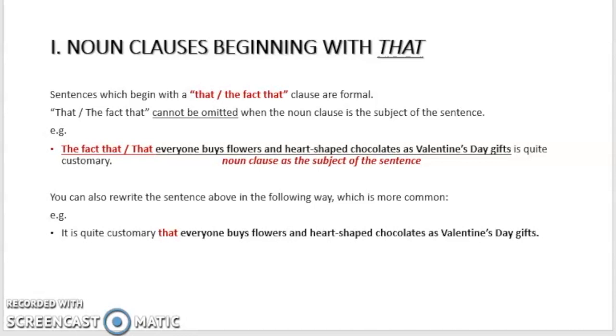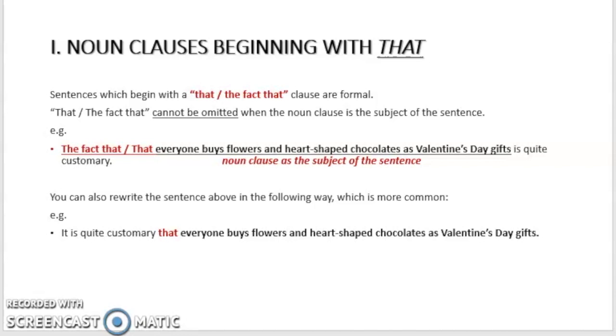Let's have a look at this example sentence. The fact that or that everyone buys flowers and heart-shaped chocolates as Valentine's Day gifts is quite customary. In this sentence, the fact that or that everyone buys flowers and heart-shaped chocolates as Valentine's Day gifts is a noun clause that starts with that or the fact that. It functions as the subject of the sentence and it is followed by a singular verb. In this sentence, we cannot omit that or the fact that.